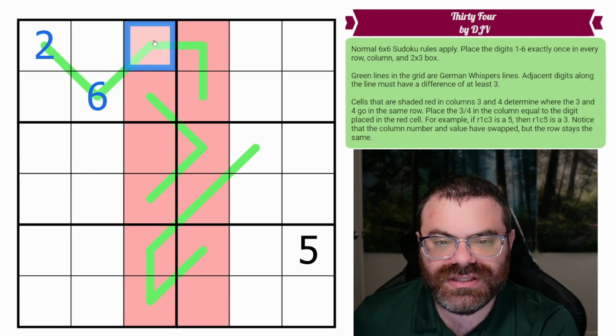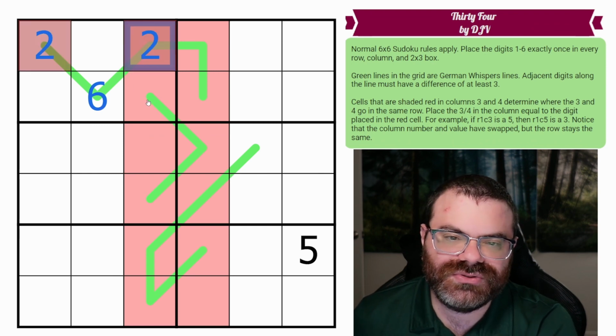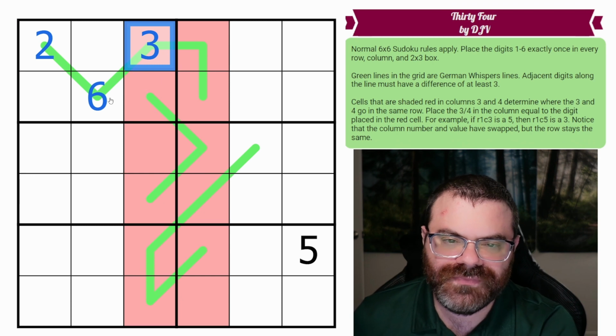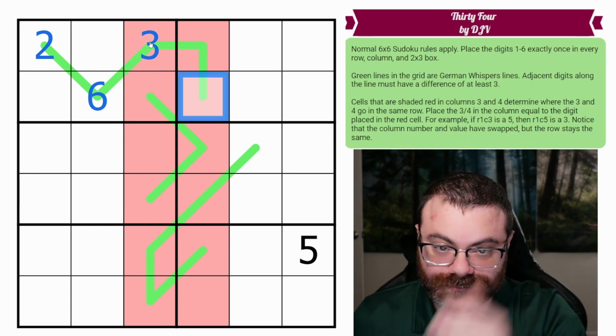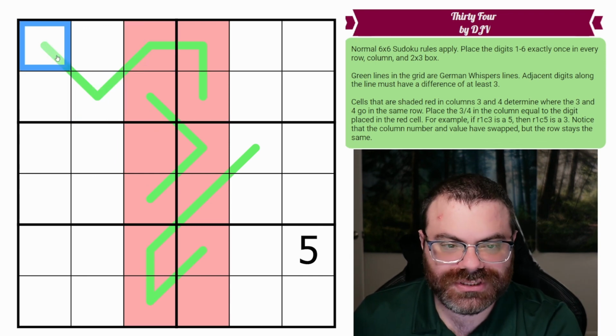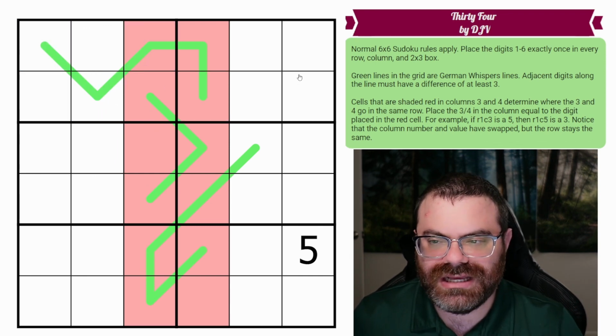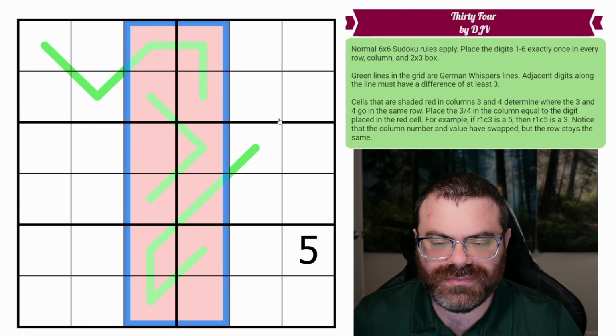But then from here, this next digit has to be at least 3 away from the 6. So we could do 1, we could do 2 if we could repeat that, or we could do 3. And then from there we continue. This has to be 3 away from that, this has to be 3 away from that. So that's German whispers. We also have these 2 columns that are marked in red.